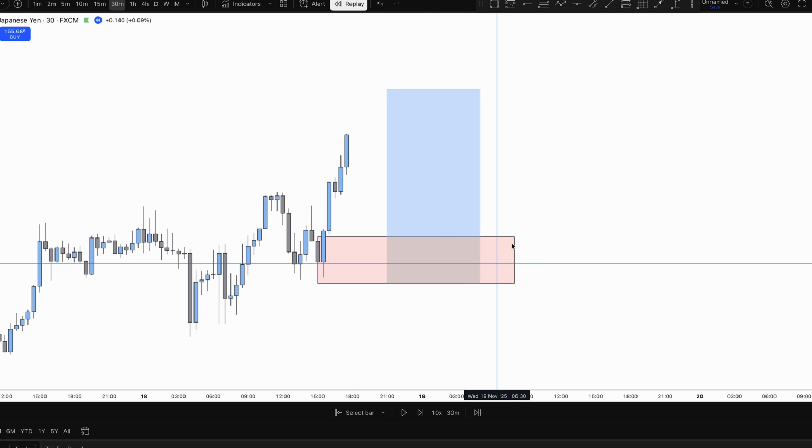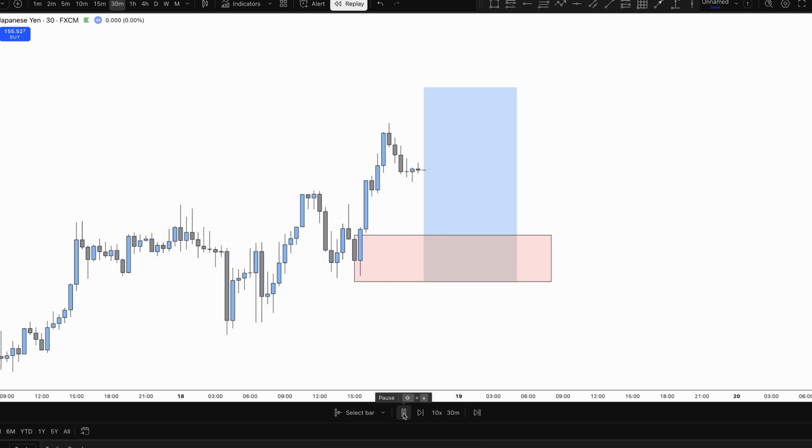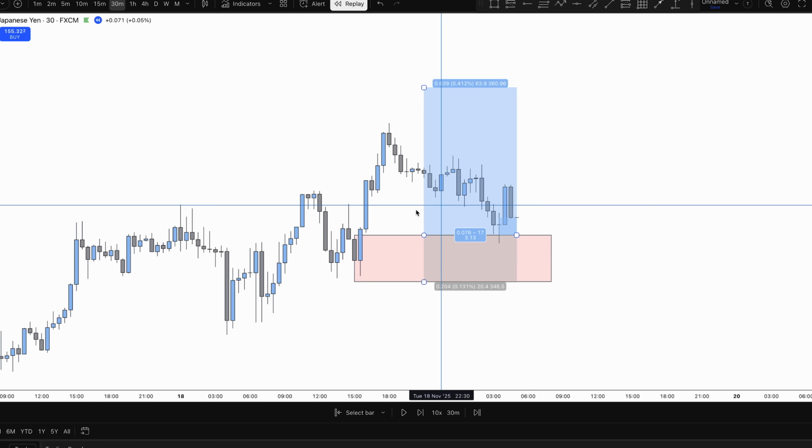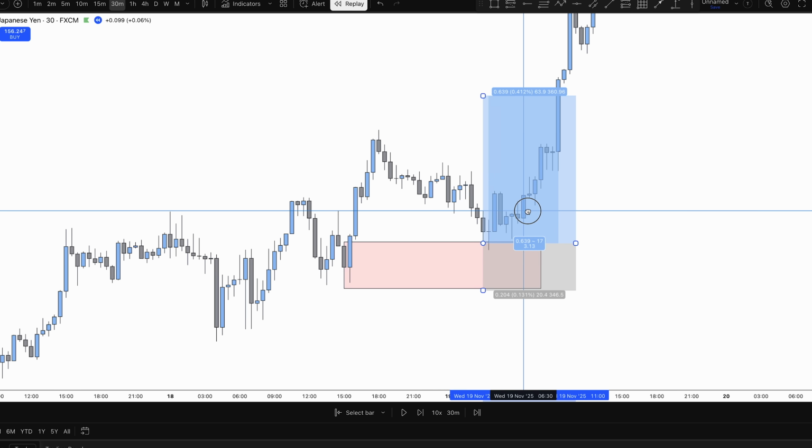Targets wherever you were going to target. We won't worry about targets for this class. And then simply place the order. And as you see, the market makes its movement back towards this area of demand. And then after tapping into the demand zone, has a rally away.